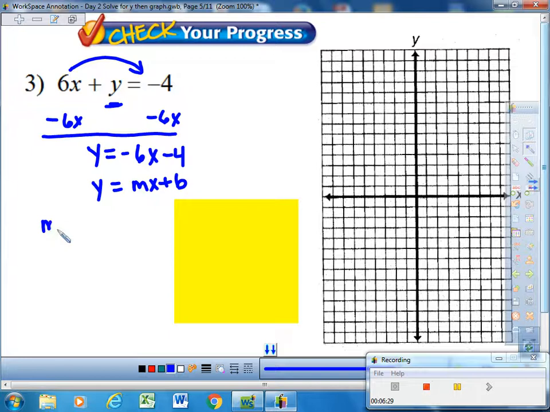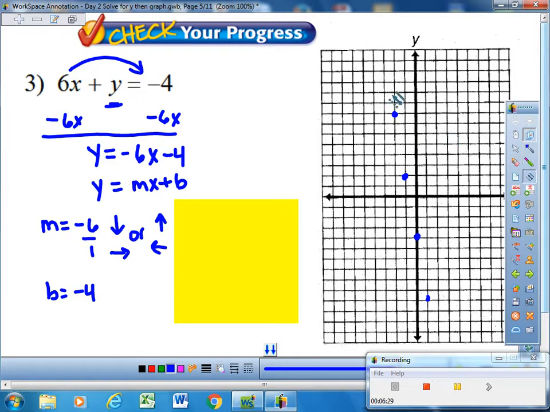So your m is -6, make it a fraction, put it over 1. Your b is -4. Don't forget to take the sign in front. So it's negative, you're going to go down and always to the right. So I'm going to start at -4, plot a point. I'm going to go down 6 to the right 1, or up 6 to the left 1. You can go opposite of both. And then draw the line.